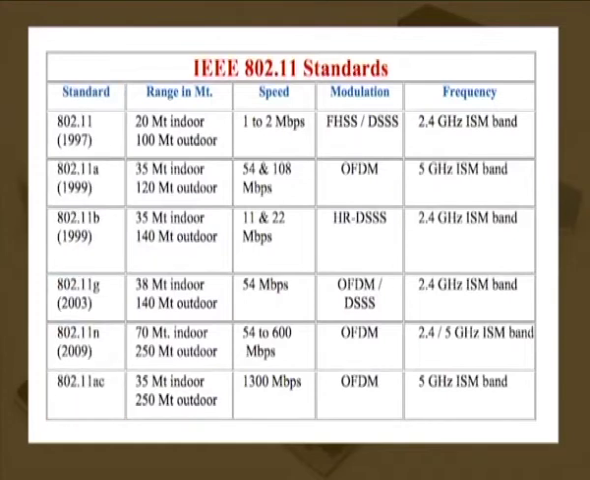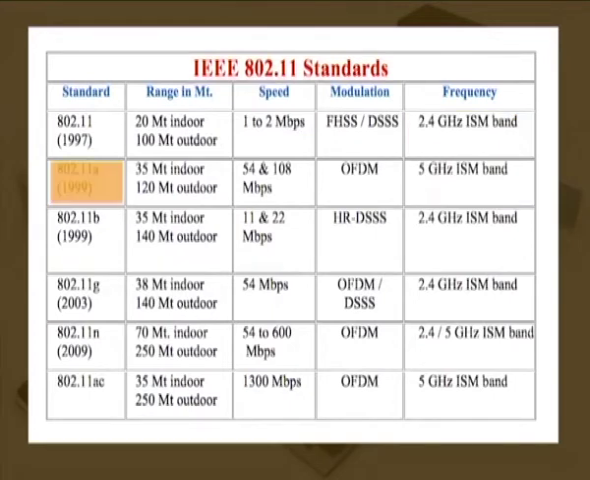The first standard of the IEEE 802.11 series is 802.11 itself, which was released in 1997. It offers 1 to 2 Mbps speed with an indoor range of 20 meters and an outdoor range of 100 meters. It uses FHSS and DSSS as spread spectrum techniques. It operates on the 2.4 gigahertz ISM band.